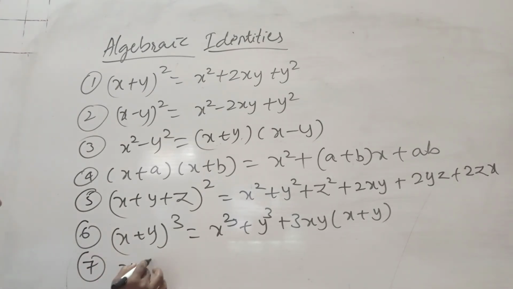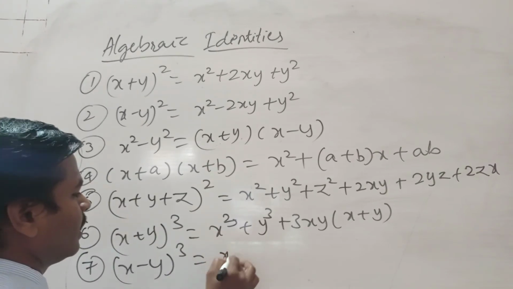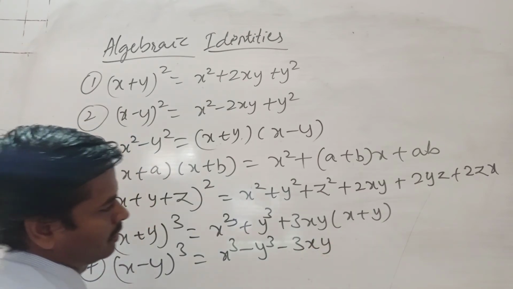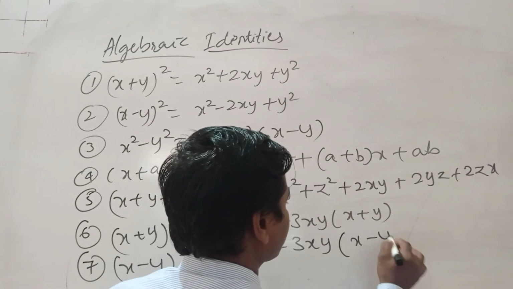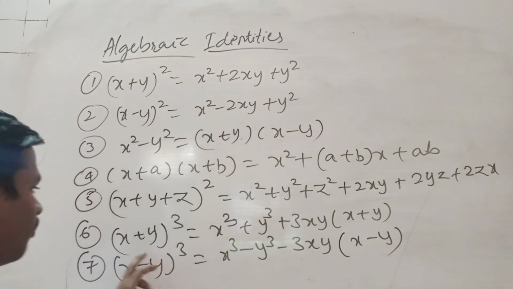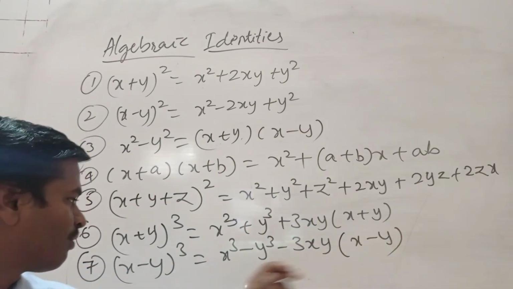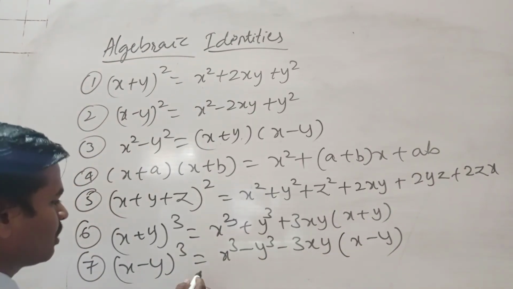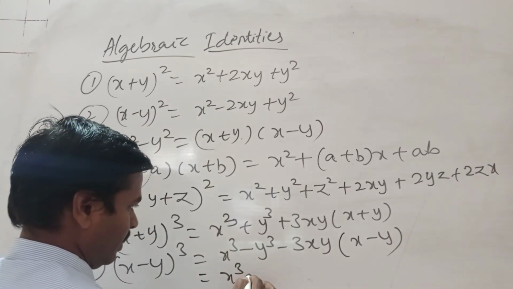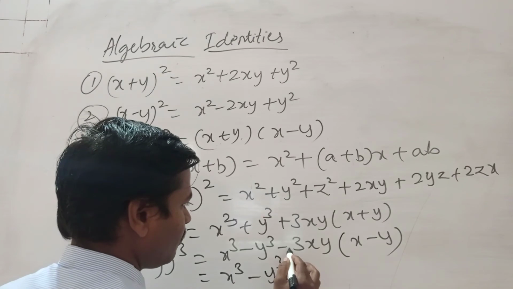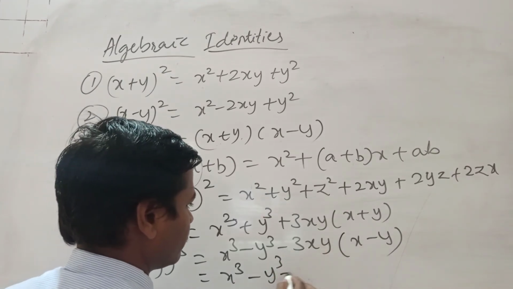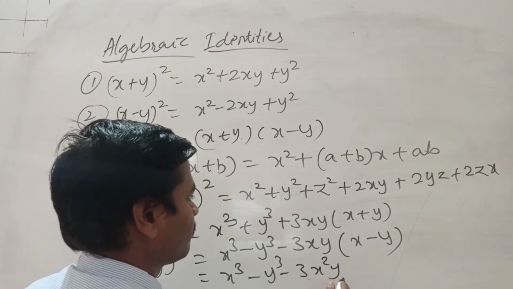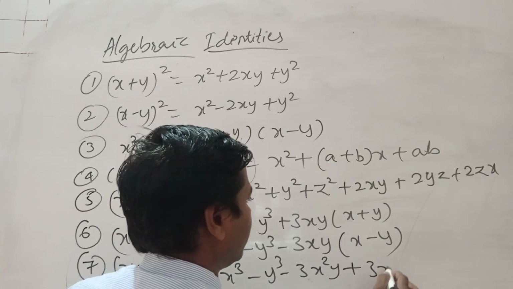The seventh one, (x − y) whole cube, equals x cube minus y cube minus 3xy into (x − y). If plus is there, all terms are plus only. If minus is there, except the first term, the remaining terms are all minus. Remember this one. We can also write this as x cube minus y cube, minus into plus minus 3x square y, minus into minus plus 3xy square.